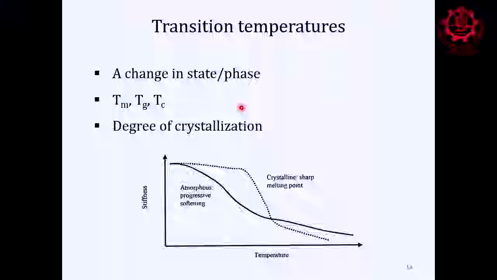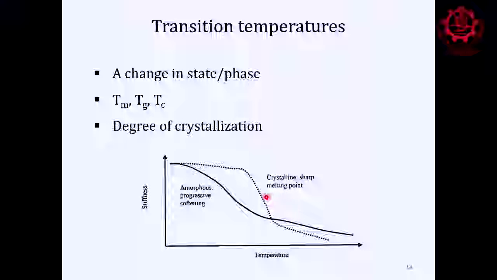So if you have a crystalline material, if you heat it, as long as it is solid, it would maintain its stiffness, but at some point when it starts melting, the stiffness will suddenly drop. But the amorphous material, which goes through the glass transition, its stiffness changes very gradually. Okay, so how is this information important?